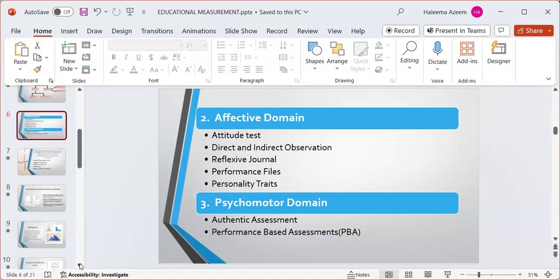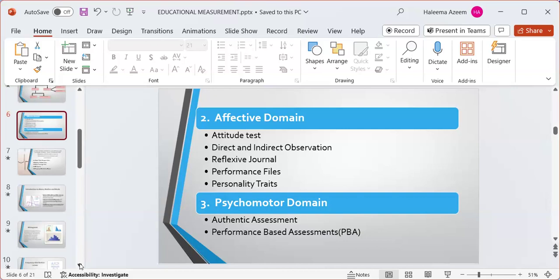Basically, there are 2 standard forms of reflexive journal. First one is structured journal. On the other hand is unstructured journal. In structured journal, students are given specific sections, targets or a set of guidelines to base their writings on. In unstructured journal, students are required to record thoughts and feelings with minimal directions. Fourth one is performance file.